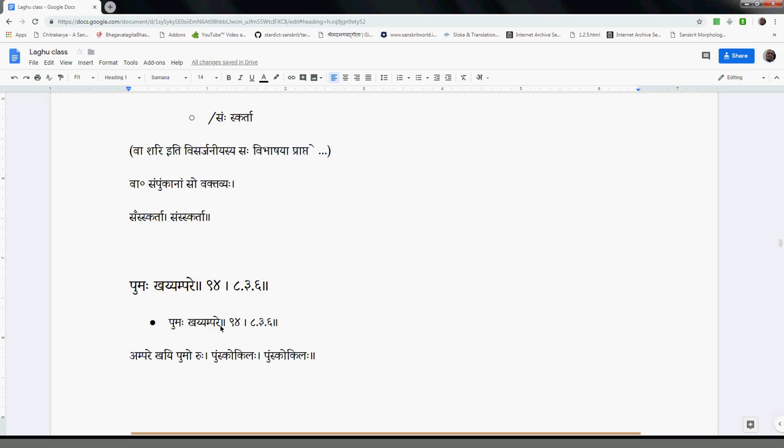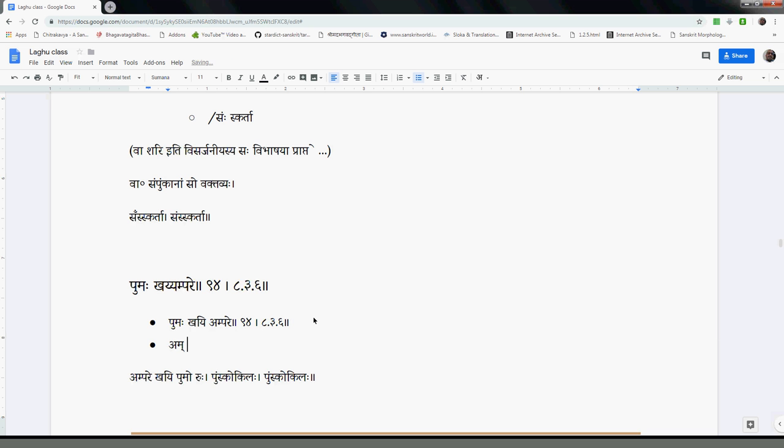So Pumakkhayam Pare is the next sutra. Pumaha Khai Ampare. So the Padachheda is Pumaha Khai, Ampare Khai. Am is a Pratyahara and Ampara is a Samasa. Amparaha Yasmat, Am Paraha Yasmat. So here you see Pum is what?